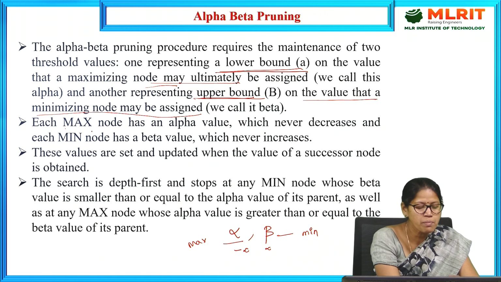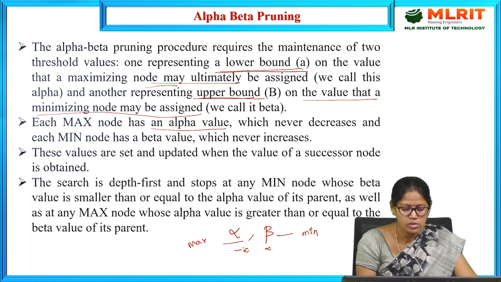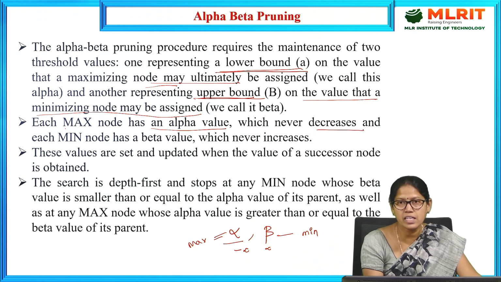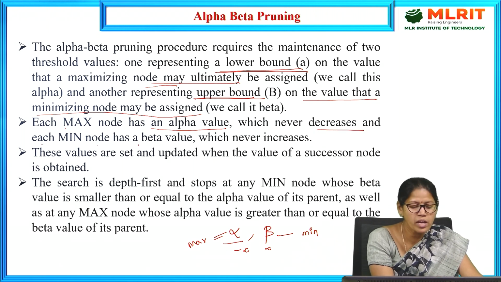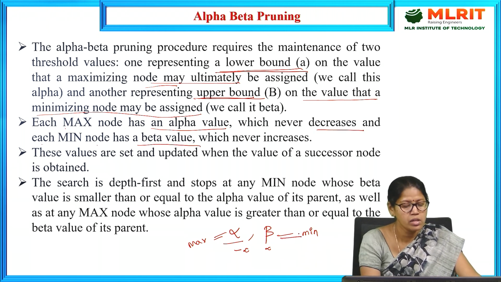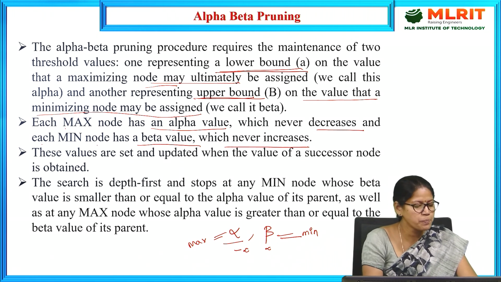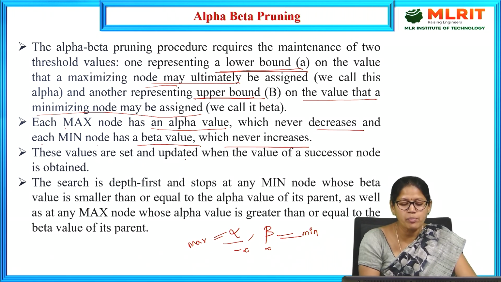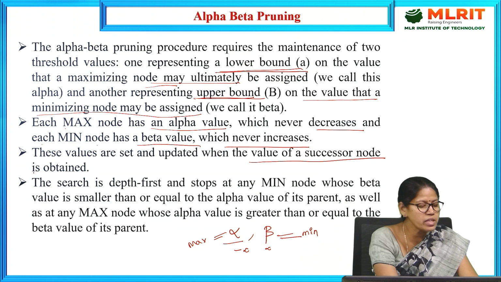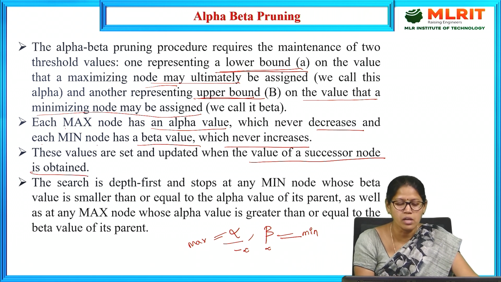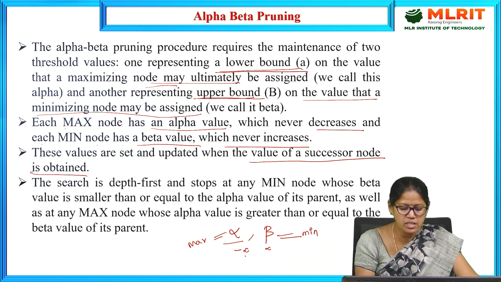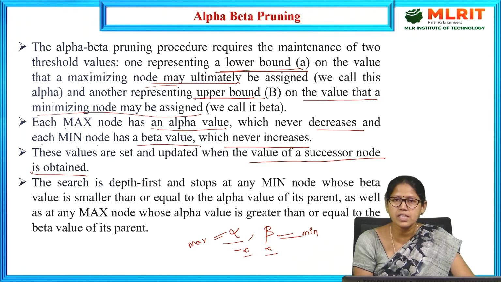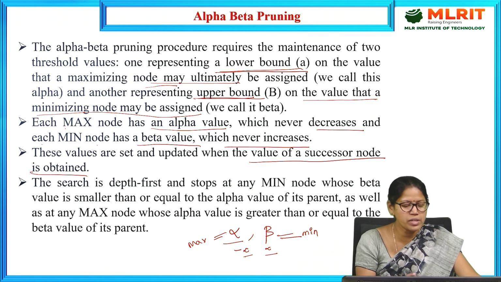Each max node has an alpha value, which never decreases, and each min node has a beta value, which never increases. These values are set and updated when the value of a successor node is obtained. Initially, no value is assigned; alpha and beta are set to minus infinity and plus infinity. After reaching level by level, we update the values.